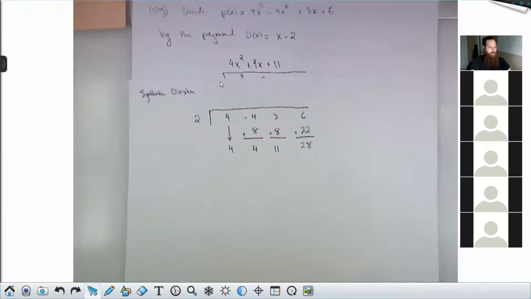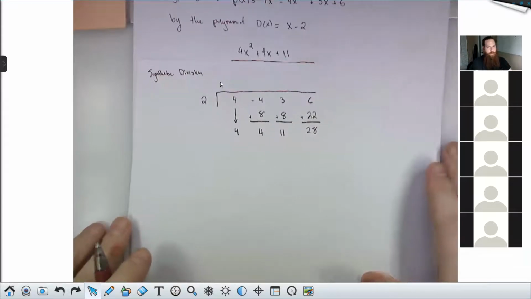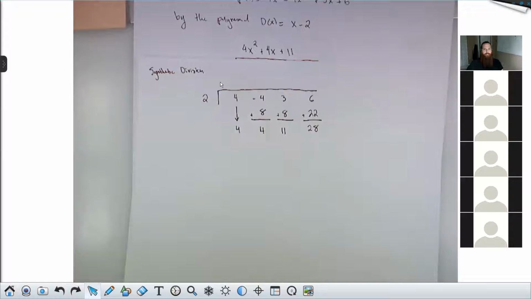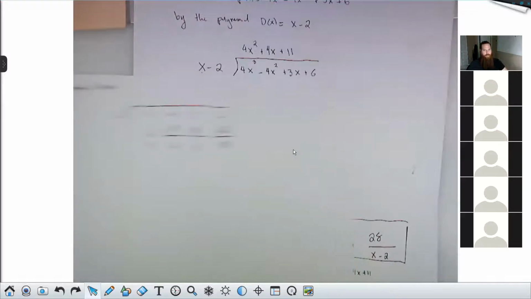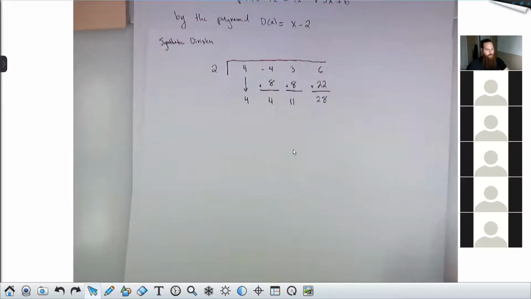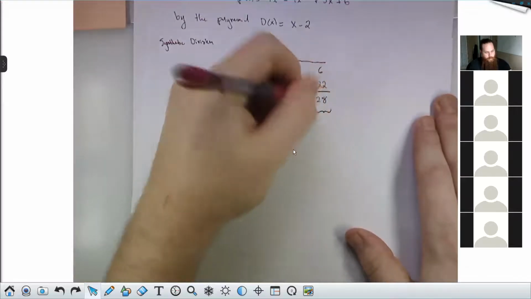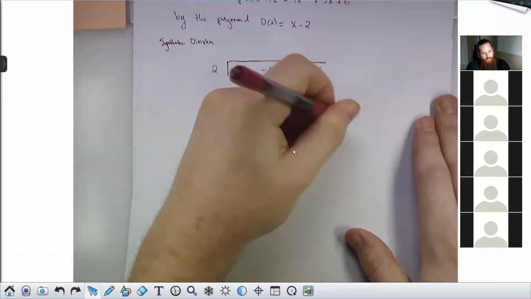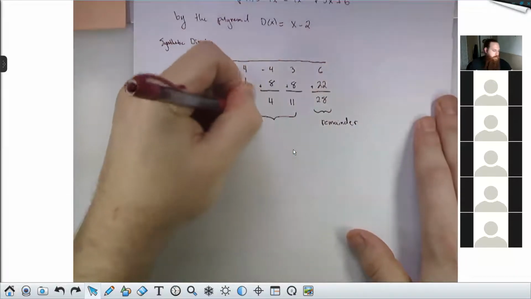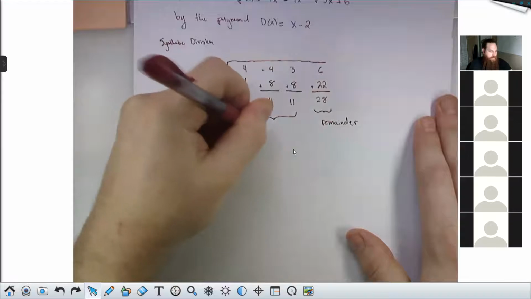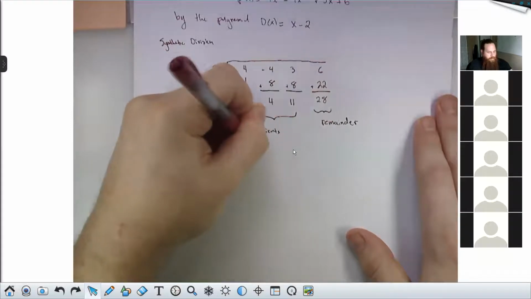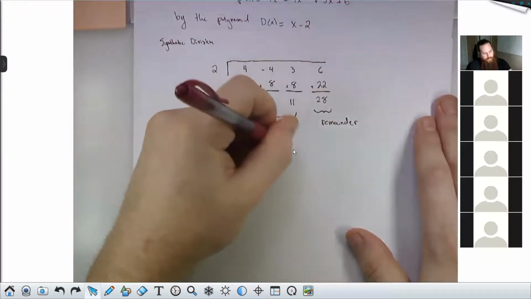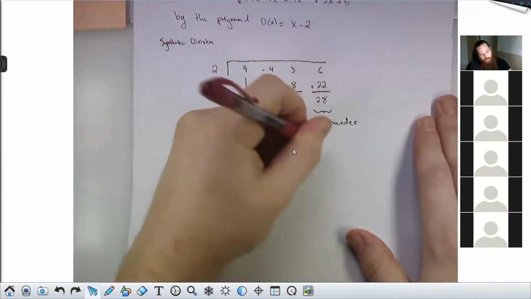Compare this to what we got here. Does anybody recognize some things that look the same? 4, 4, 11. The remainder and all the coefficients. 4, 4, 11. And yeah, the remainder was 28. So the way this synthetic division works, this last term here will be your remainder. And these will be the coefficients of the polynomial q of x.